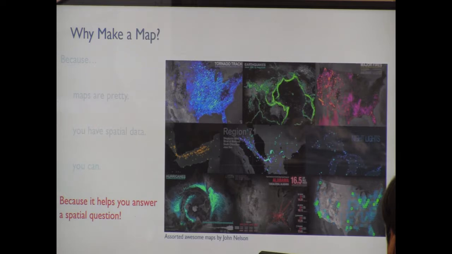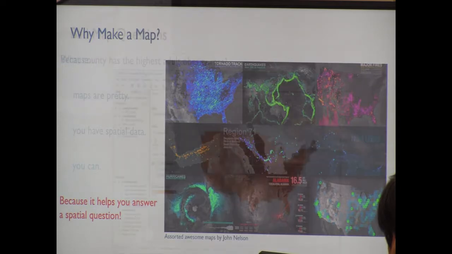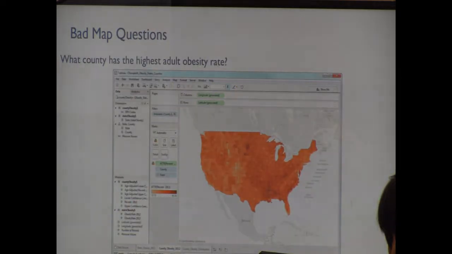You make a map because it's going to help you answer a spatial question. If you don't have a spatial question before you start making your map, you're probably not going to make a map that really has an answer that somebody's going to be able to get. So just some examples of that. Which county has the highest adult obesity rate?